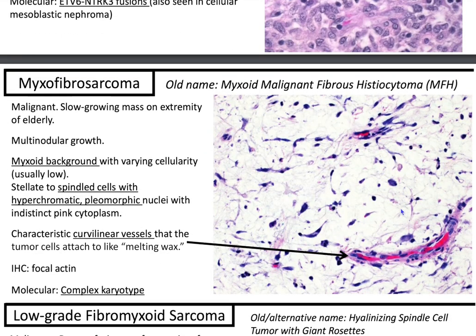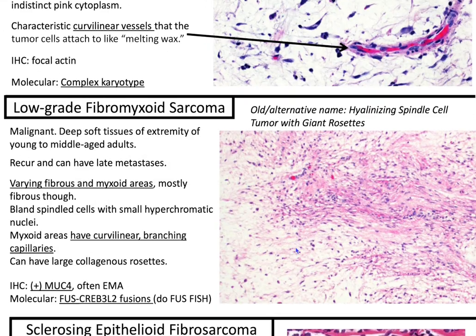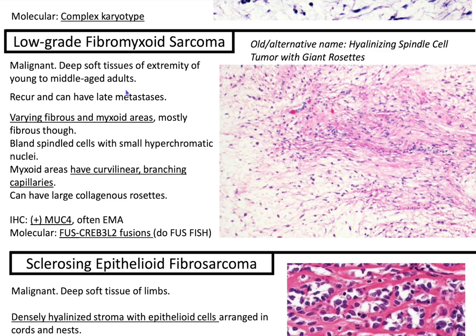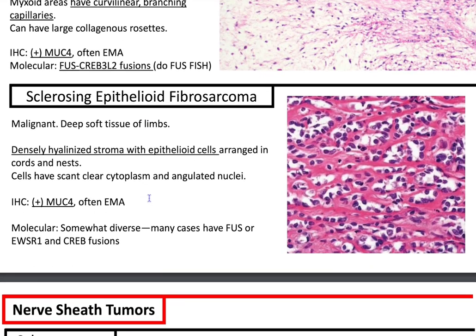Myxofibrosarcoma, these are oftentimes seen in elderly. There is no specific molecular test to help diagnose these. You'll see these curvilinear vessels with tumor cells attached like melting wax. Myxoid background. Low-grade fibromyxoid sarcoma, in contrast, is in younger to middle-aged adults. You'll have more fibrous components than myxoid. They also can have curvilinear vessels, but it's MUC4 positive and has a FUS-CREB3L2 fusion. Sclerosing epithelioid fibrosarcoma, often along the same lines of your low-grade fibromyxoid sarcoma. Densely hyalinized stroma with epithelioid cells, IHC positive for MUC4.